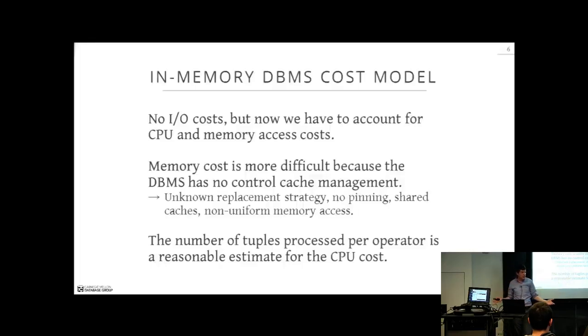So that means that we have a cache replacement strategy we don't control. We can't pin things in our low-level caches. And then we also have to deal with non-uniform memory access latencies. If you have a thread that accesses something in a different NUMA region, that's going to be much slower than if something was local to you. Now, this last one, we can kind of account for, but this is typically not done in the cost model.